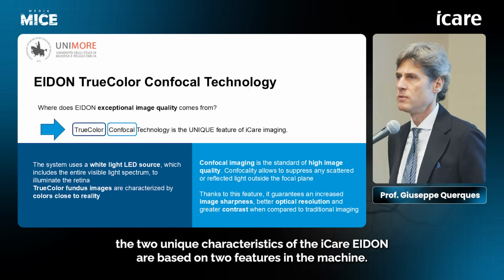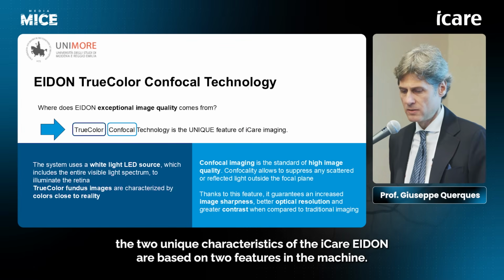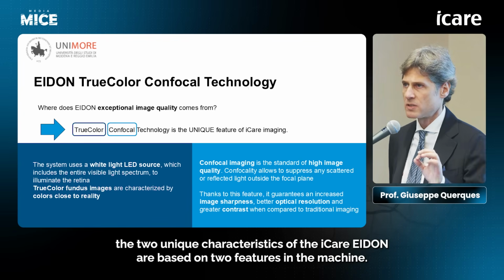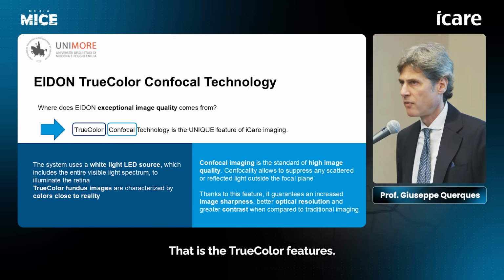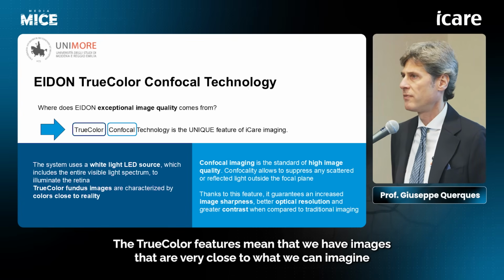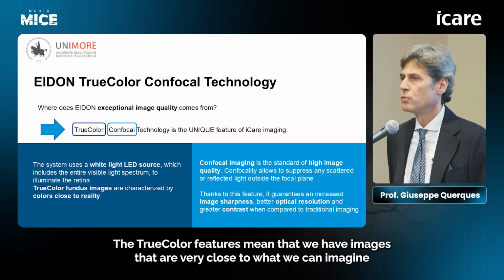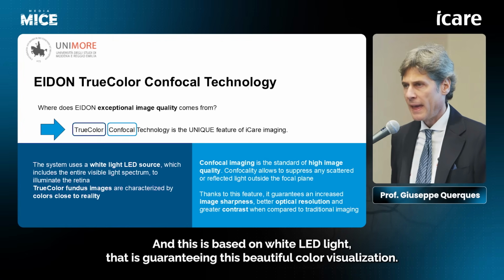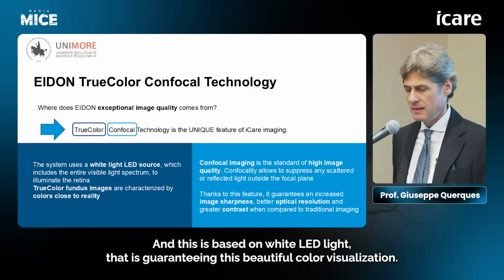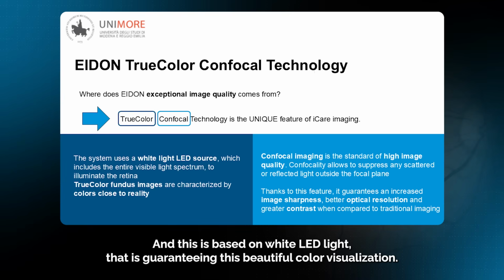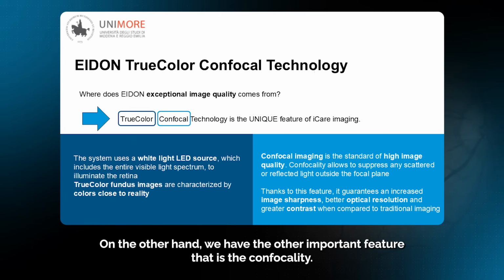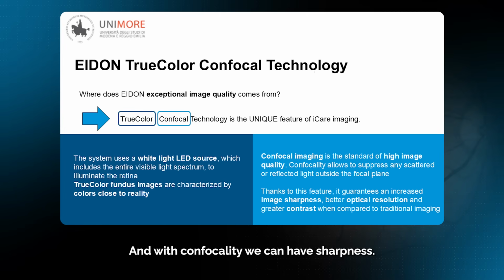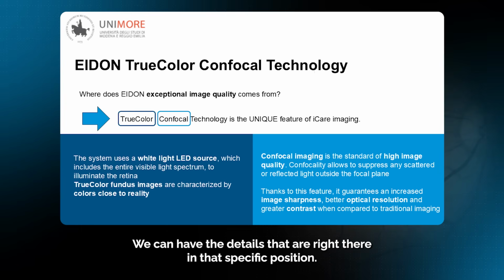We said two unique characteristics of the iCare EIDON are based on two features in the machine, that is the TrueColor feature. The TrueColor feature means that we have images that are very close to what we can imagine by looking at the fundus of a patient. And this is based on white LED light that is guaranteeing this beautiful color visualization. On the other hand, we have the other important feature that is the confocality, and with confocality we can have sharpness, we can have the details that are right there in that specific position.